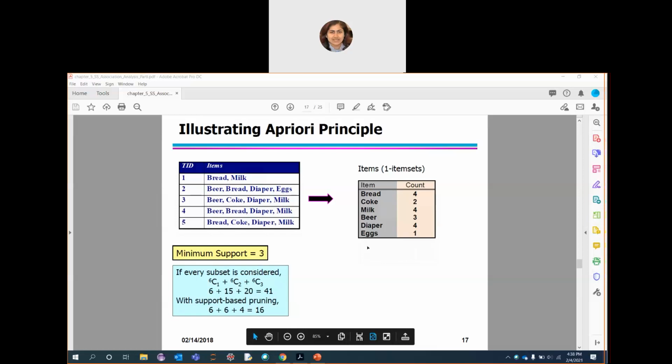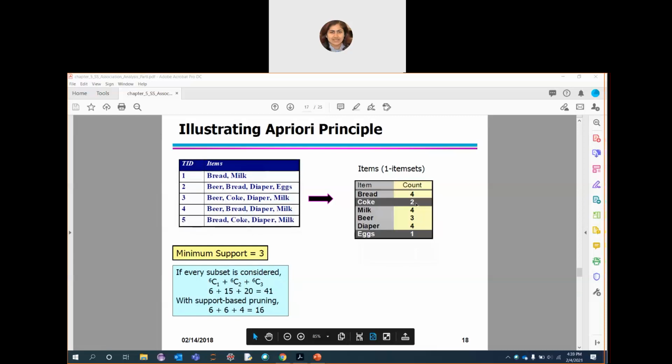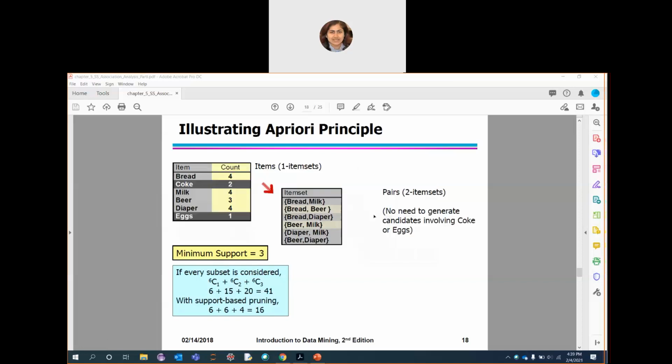How are we going to see that? And this is how it is effective. Only 16 candidate generations are performed. So as you decide, Coke and eggs have a minimum support count which is less than 3. So what are we supposed to do? We are going to discard them in the next step. And from there, we will make 2 item sets. So bread with milk, bread with beer, bread with diaper. We are not considering Coke and eggs because they are discarded because their support is less than 3.